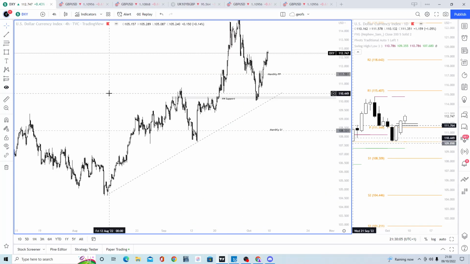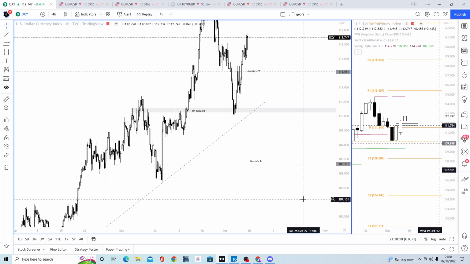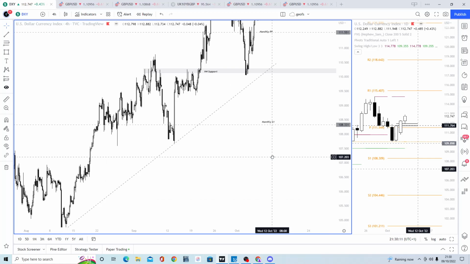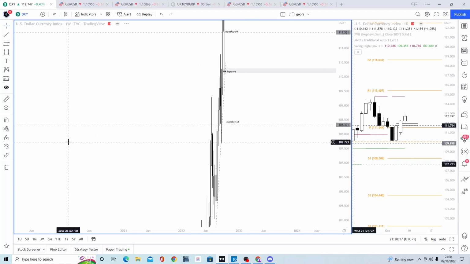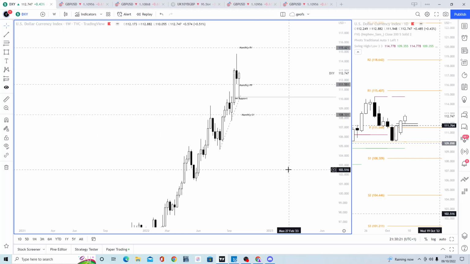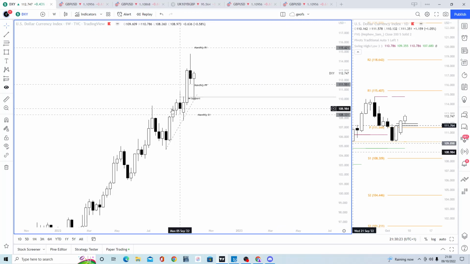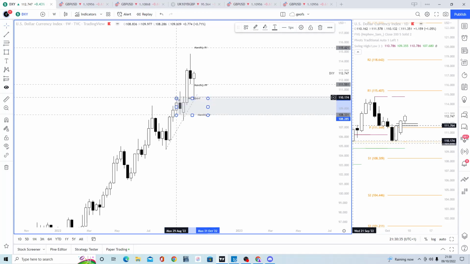So, H4 trend line. We'll do this quickly. One thing we have to be very aware of: we're in weekly demands. Very good basing. The more basing, the more accumulation, the more of a powerful zone it is.